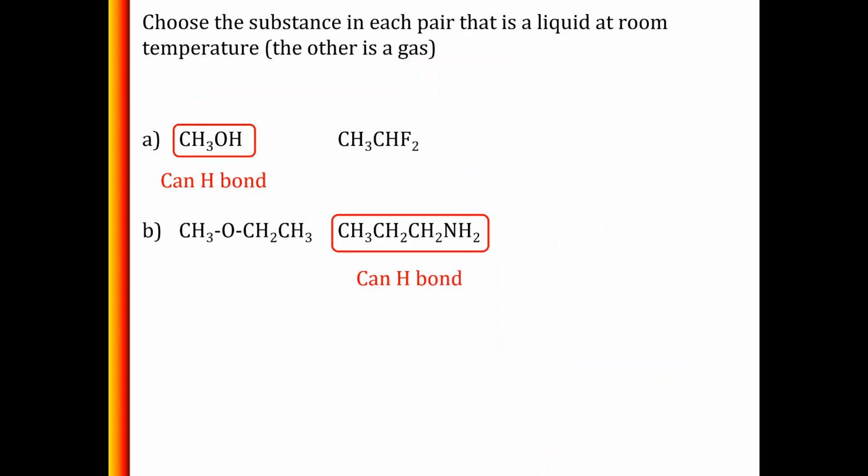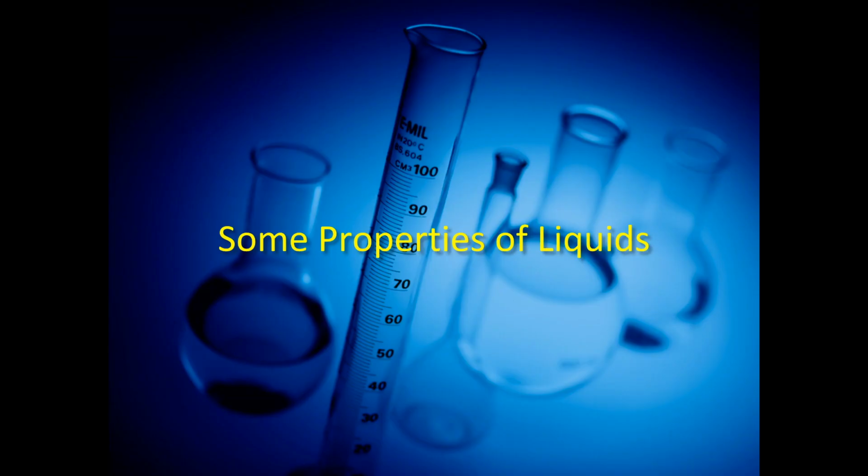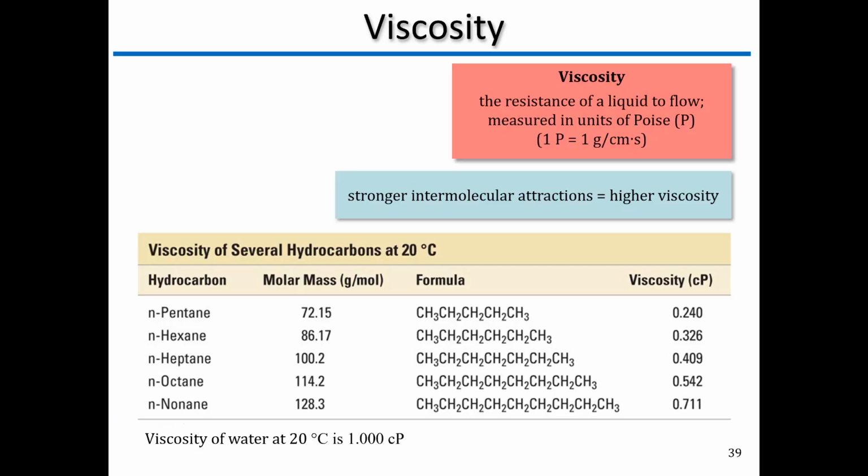Okay, so now that we know what influences these properties, let's talk about the actual properties themselves. We'll cover there's a handful of them, and we'll cover them one by one, and we'll talk about what influences them and how the trends go in terms of heating and cooling and this kind of thing. So the first one is viscosity. Viscosity is the resistance of a liquid to flow. In other words, something with higher viscosity will have less flow. So it's more resistant to being poured.